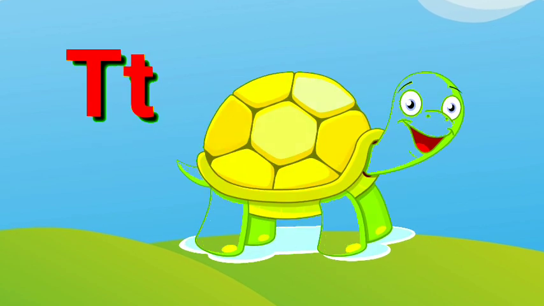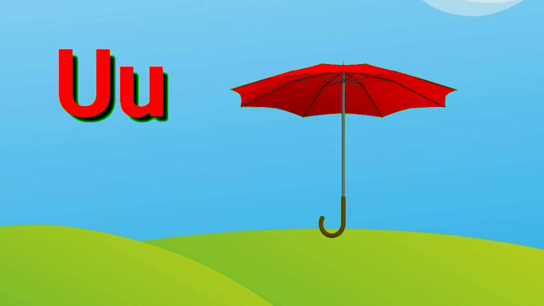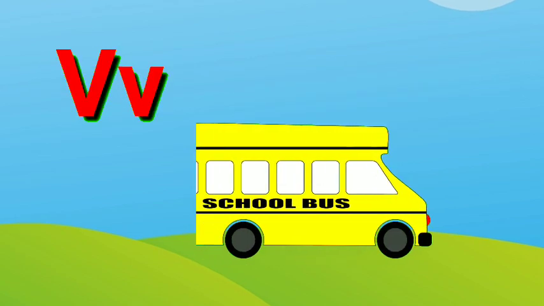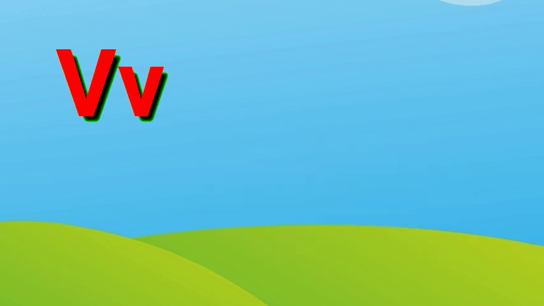T. T for turtle. Turtle means kachua. U. U for umbrella. Umbrella means chhata. V. V for van. Van means van. W. W for watermelon. Watermelon means tarbuj.